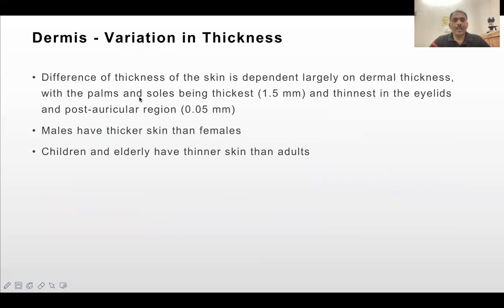There is a difference in the thickness of the skin depending largely on the dermal thickness, with the palm and sole being the thickest zones of the skin, almost 1.5 millimeter thick, and the thinnest being the eyelids and the post-auricular region, almost 0.05 millimeter in thickness. Males have thicker skin as compared to females. Children and elderly have thinner skin than adults.